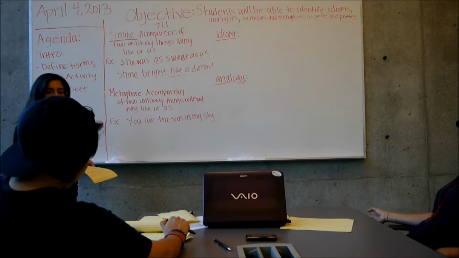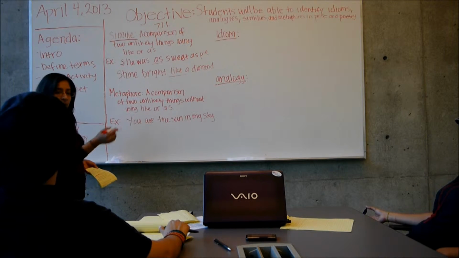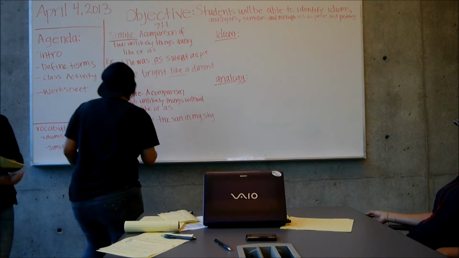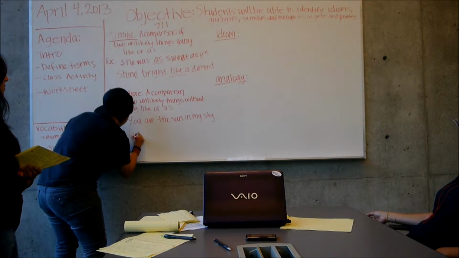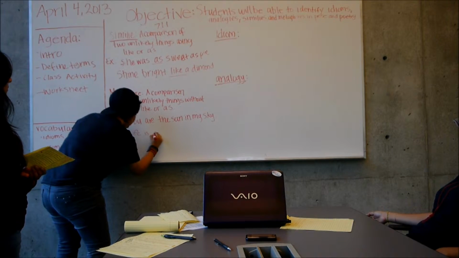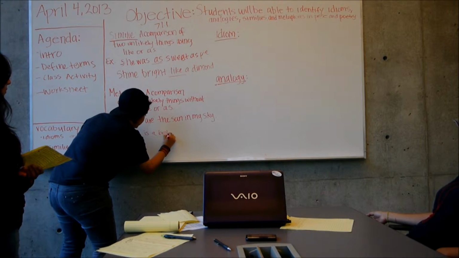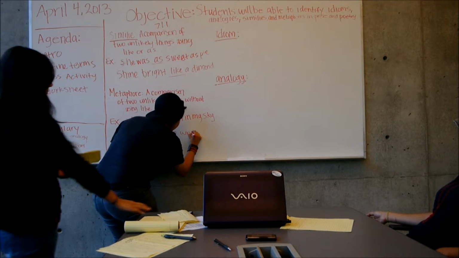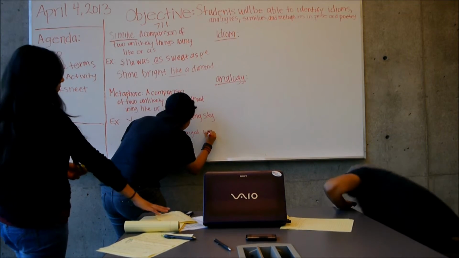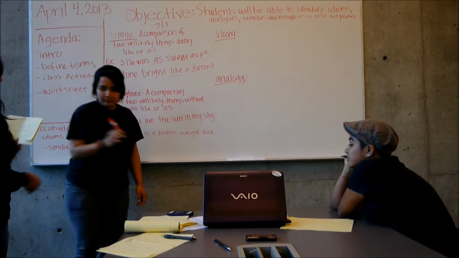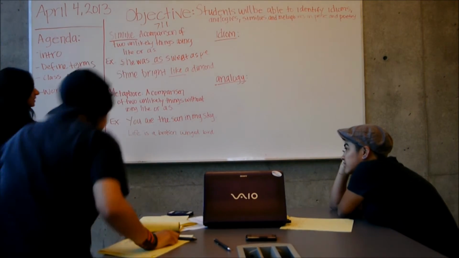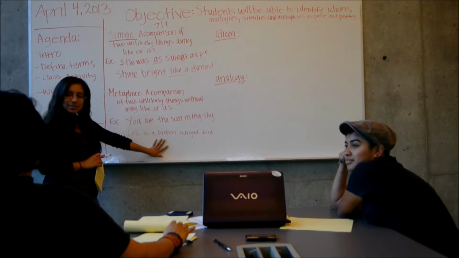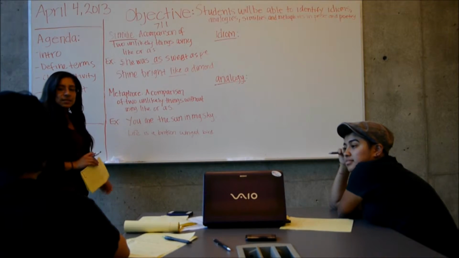Life is a broken winged bird. Okay, do you want to come up and write that one? Okay. Okay, thank you. So, life is a broken winged bird. Do you want to explain to me a little bit what this one means? Do you have a meaning behind this one?